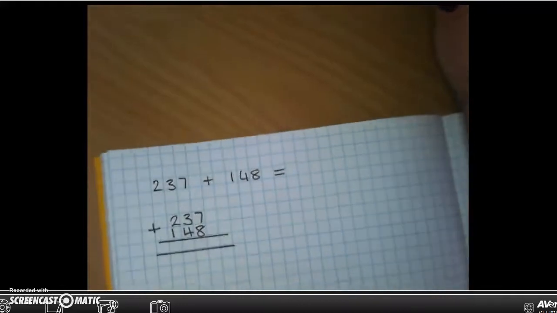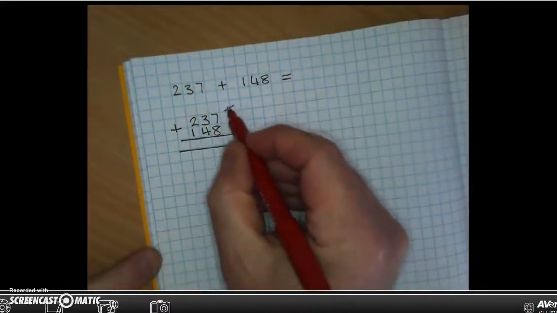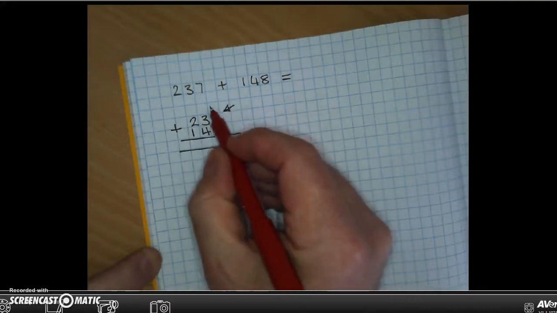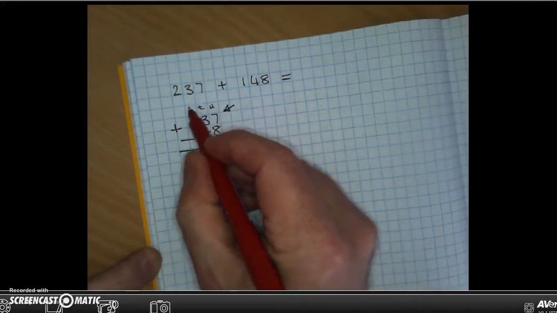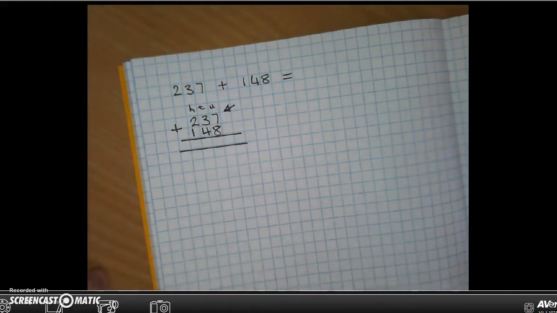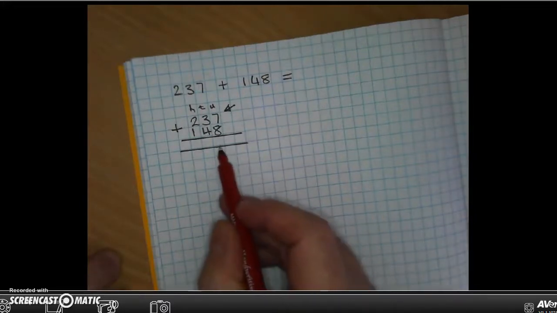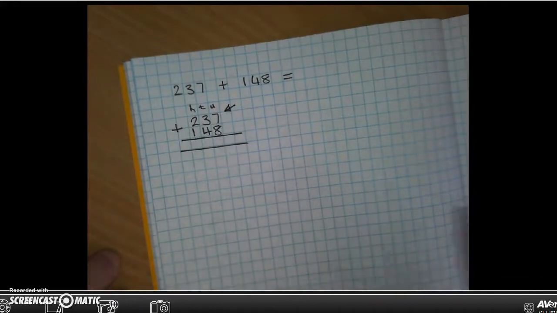zoom in so you can see that in a bit more detail. We actually start at this end with the units part of the calculation. We always start with the units. So this time we've got 8 add 7. Now, 8 add 7, as I'm sure you all realise, the answer is 15. We can't put 15 in the units column.